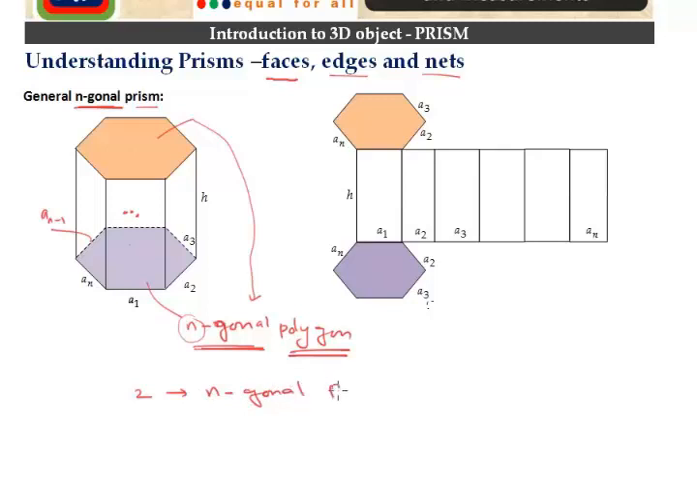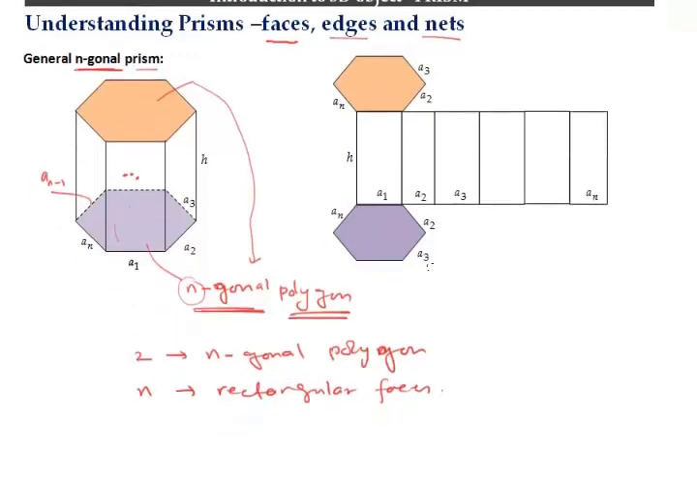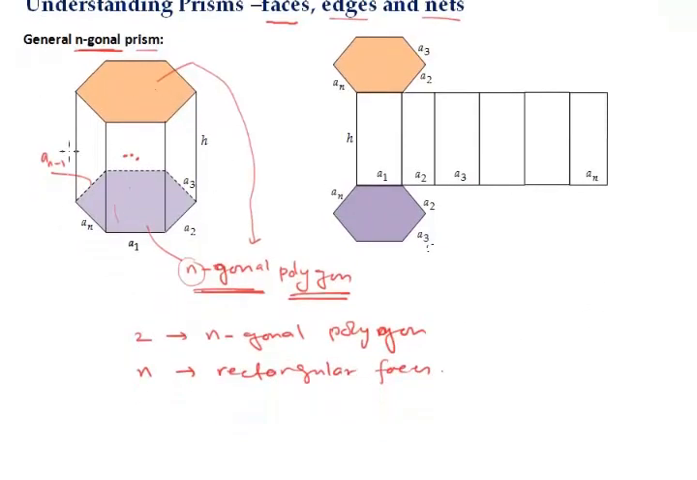With an n-gonal polygon, that is a polygon with n arms, on each of the sides there will be one rectangular face. There are n sides, so there will be n number of rectangular faces. So for a general case, in any n-gonal prism, there will always be n plus 2 number of faces.